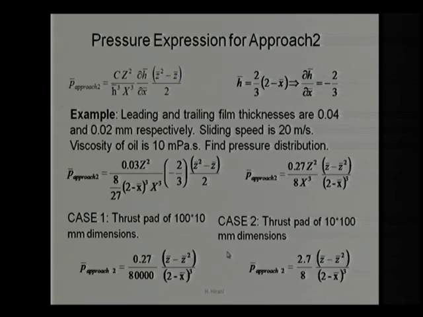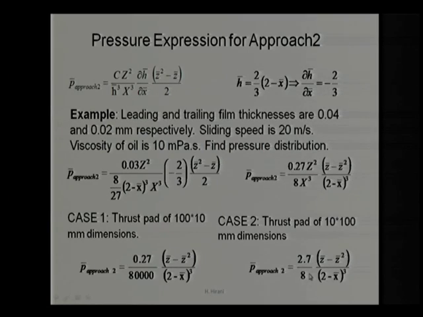Take case 2. Here the dimensions are just reversed: the dimension in the x direction is 10, while the dimension in the z direction is 100. So, the pressure expression will slightly change. Here, instead of 0.27 we are getting 2.7, and instead of 80,000 we are getting only 8. So, the pressure obtained by this approach will be much larger, or in other words we should choose dimensions in such a manner that the pressure gives a maximum value. This indicates that if we want a higher pressure, we should go ahead with this kind of dimensions.